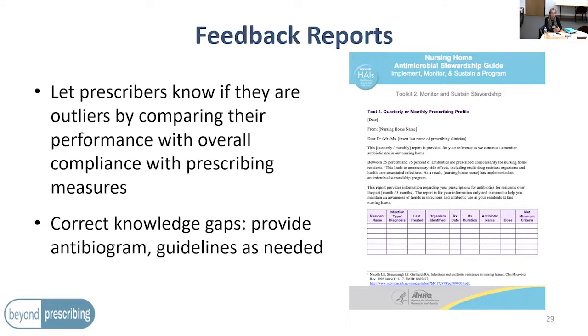So if there are knowledge gaps, people are using antibiotics to which things are consistently resistant and maybe need to change what they prescribe as first-line therapy. You can provide an antibiogram as well as this, or include guidelines that have been developed. So some kind of feedback is important.